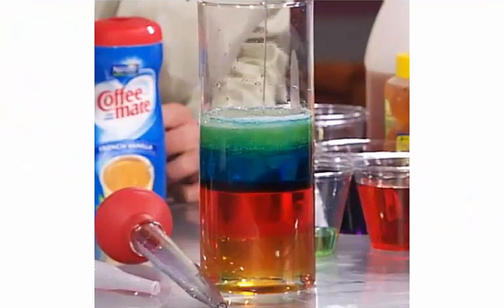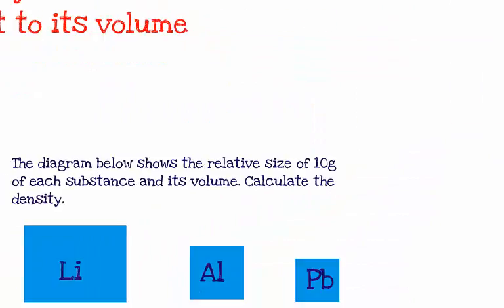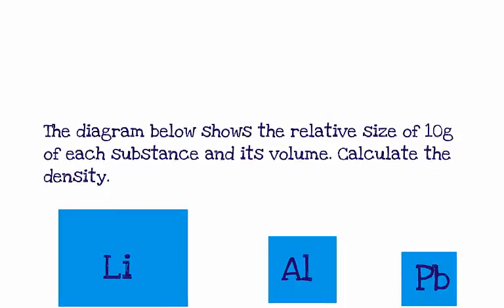So for example, the liquids in this cylinder, and this is a very common density demonstration that is done, the most dense liquids are going to sink to the bottom of this cylinder, while the least dense liquids are going to kind of float to the top, to the surface. So you can see that below, this shows the relative size of approximately 10 grams of each substance that is present here. So we have lithium, aluminum, and lead.